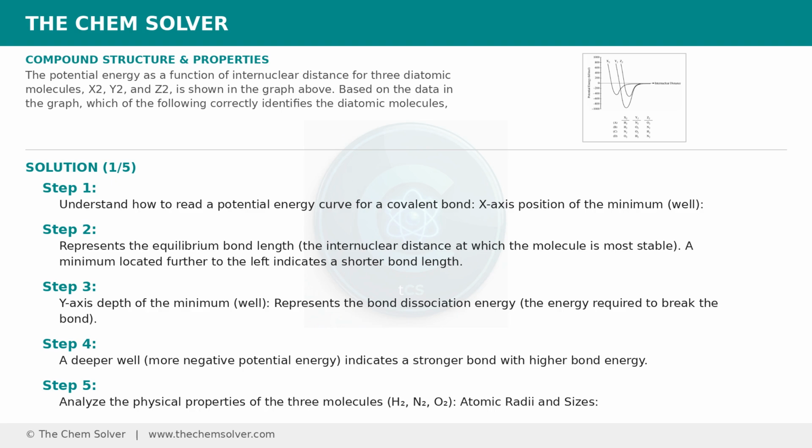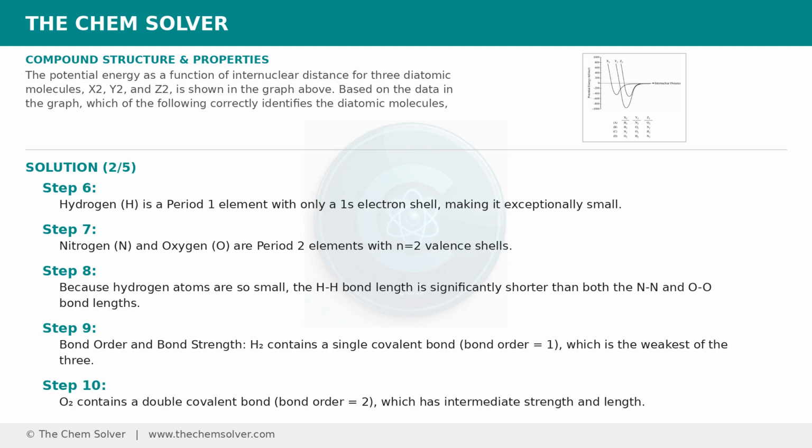Analyze the physical properties of the three molecules, H2, N2, O2: atomic radii and sizes. Hydrogen, H, is a period 1 element with only a 1s electron shell, making it exceptionally small. Nitrogen, N, and oxygen, O, are period 2 elements with n equals 2 valence shells. Because hydrogen atoms are so small, the H-H bond length is significantly shorter than both the N-N and O-O bond lengths.